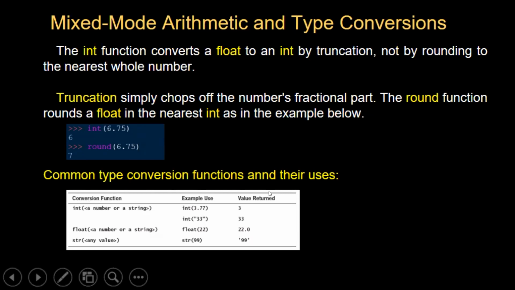So you have here common type conversion functions and their uses. Okay, so we have here the int, then a number or a string. And so for example, we have int 3.77. So yung value niya would be 3 lang. Then if you have int 33, then of course it will have 33. If you have float 22, then obviously we have 22.0. Then for the str 99, then obviously it will result into a string na 99. So take note of this one.